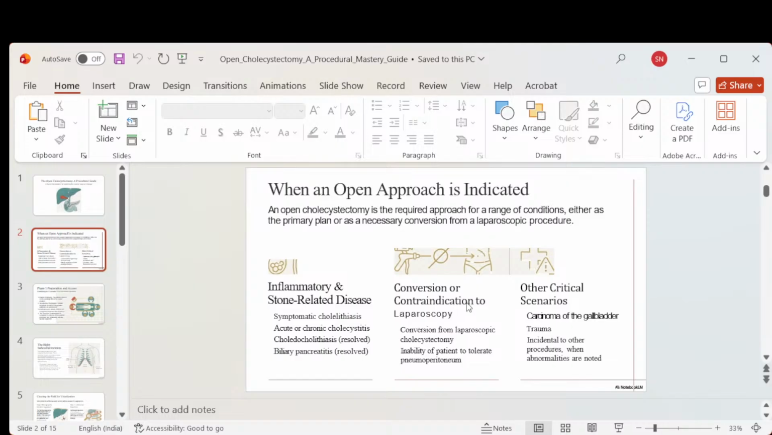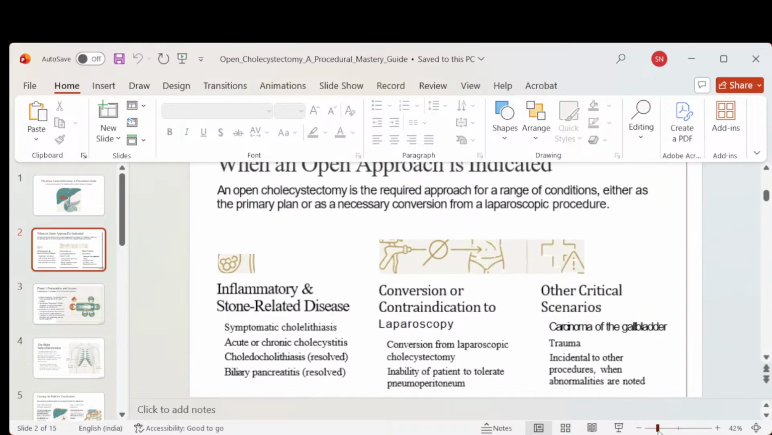The open approach is preferred when there is an inflammatory condition or stone-related disease. So: symptomatic cholelithiasis, acute or chronic cholecystitis, choledocholithiasis, when it is resolved, we also prefer an open approach. And in case of biliary pancreatitis, when it is resolved, the open approach is also preferred. I hope the slides are visible to everyone.